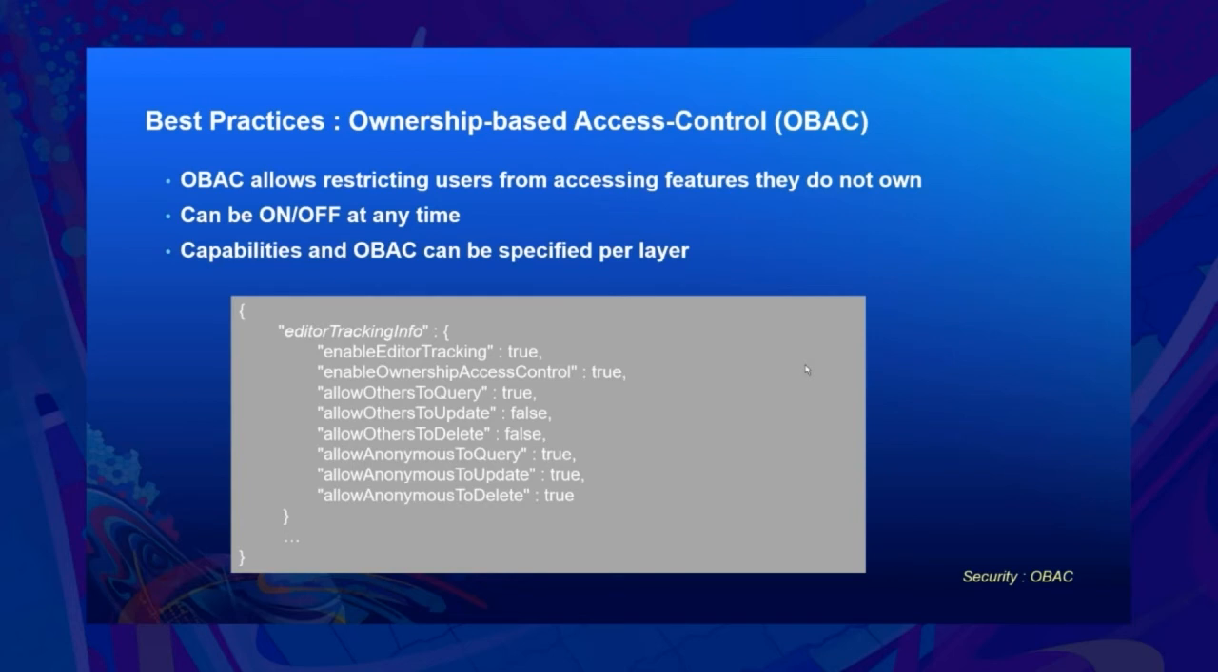So if you look in your services, you will see the JSON object like editor tracking info. At any point in time, you can enable editor tracking. You can change the allow others to query, update, or delete. And what that means is that if you turn off allow others to update, then only the owner of the feature can update that feature, in addition to the admin and the owner of the feature service as well.